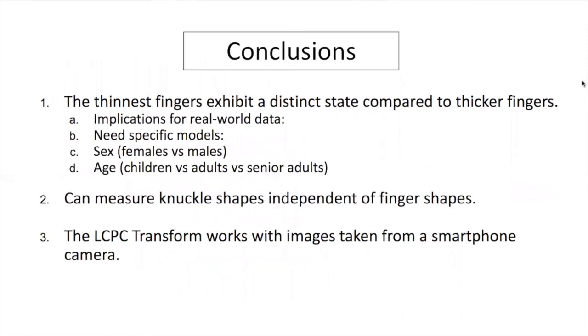In conclusion, 1. Fingers can be categorized into distinct shape states based on results from the LCPC transform. This means that future diagnostic models need to be age and sex specific. And two, knuckle shapes can be measured apart from finger shapes. And then this takes us to three, where the LCPC transform works with images of hands taken from a smartphone camera.